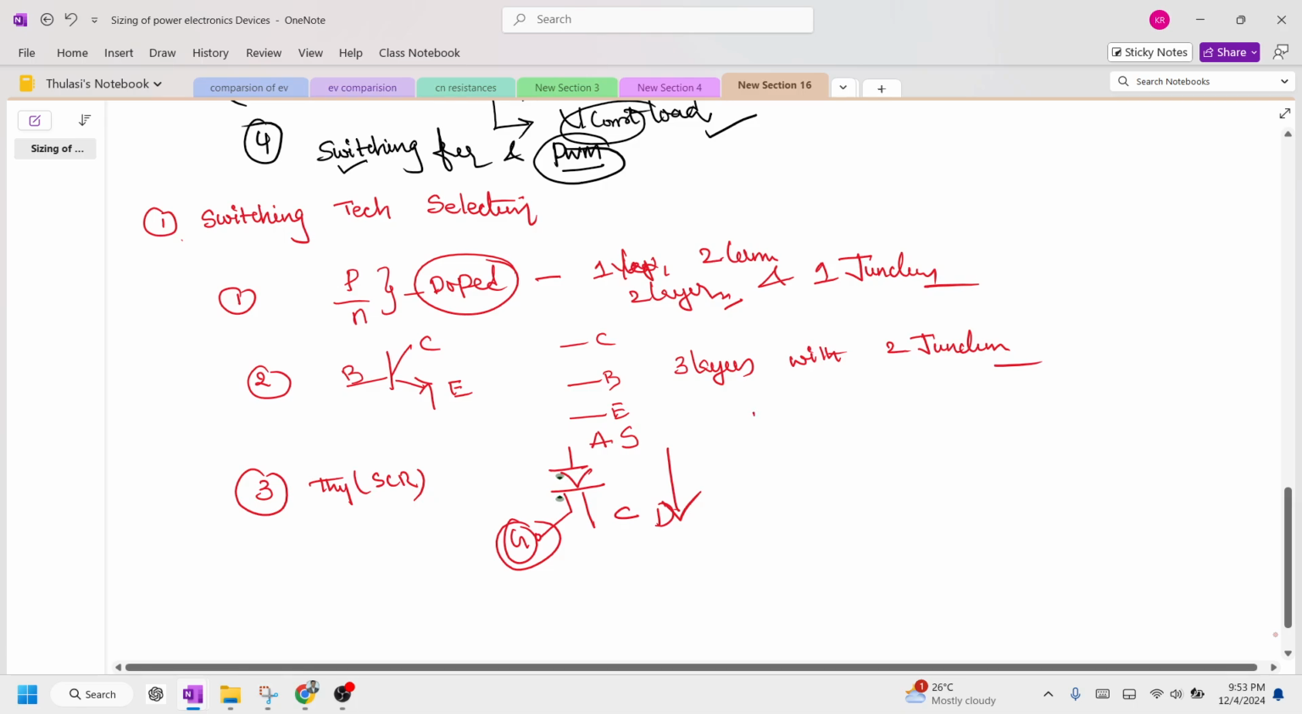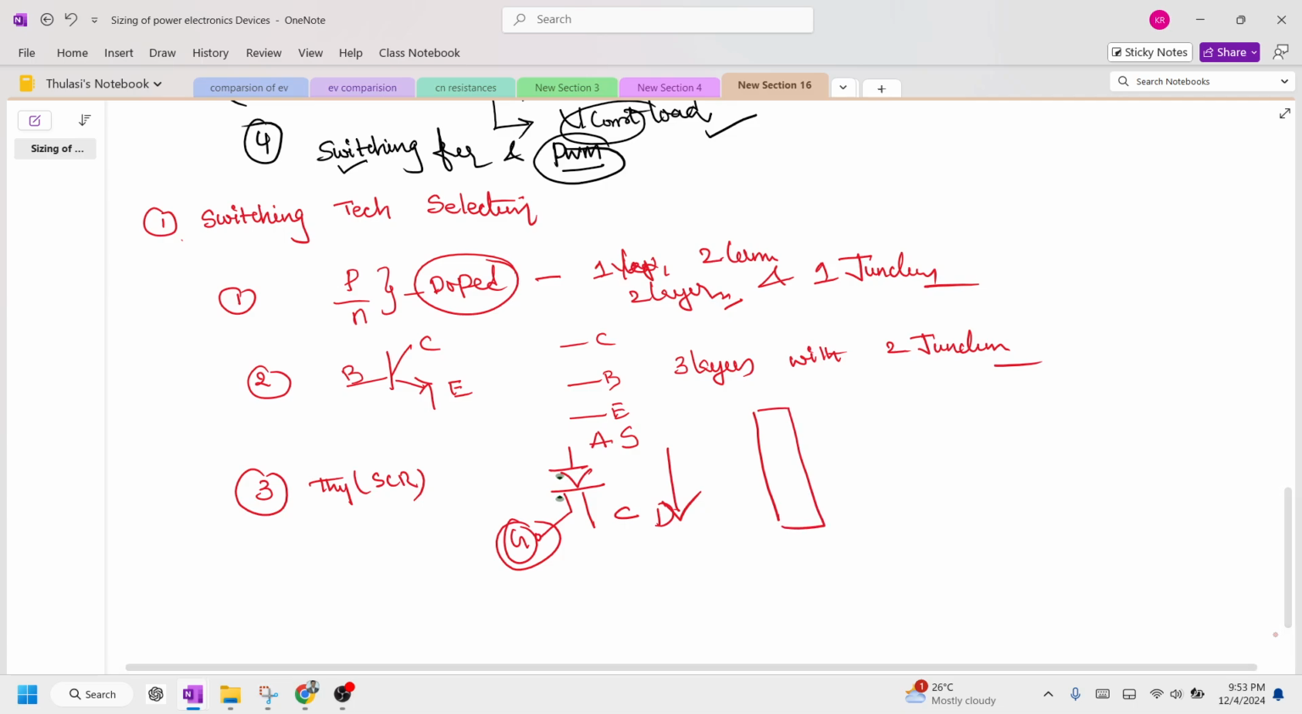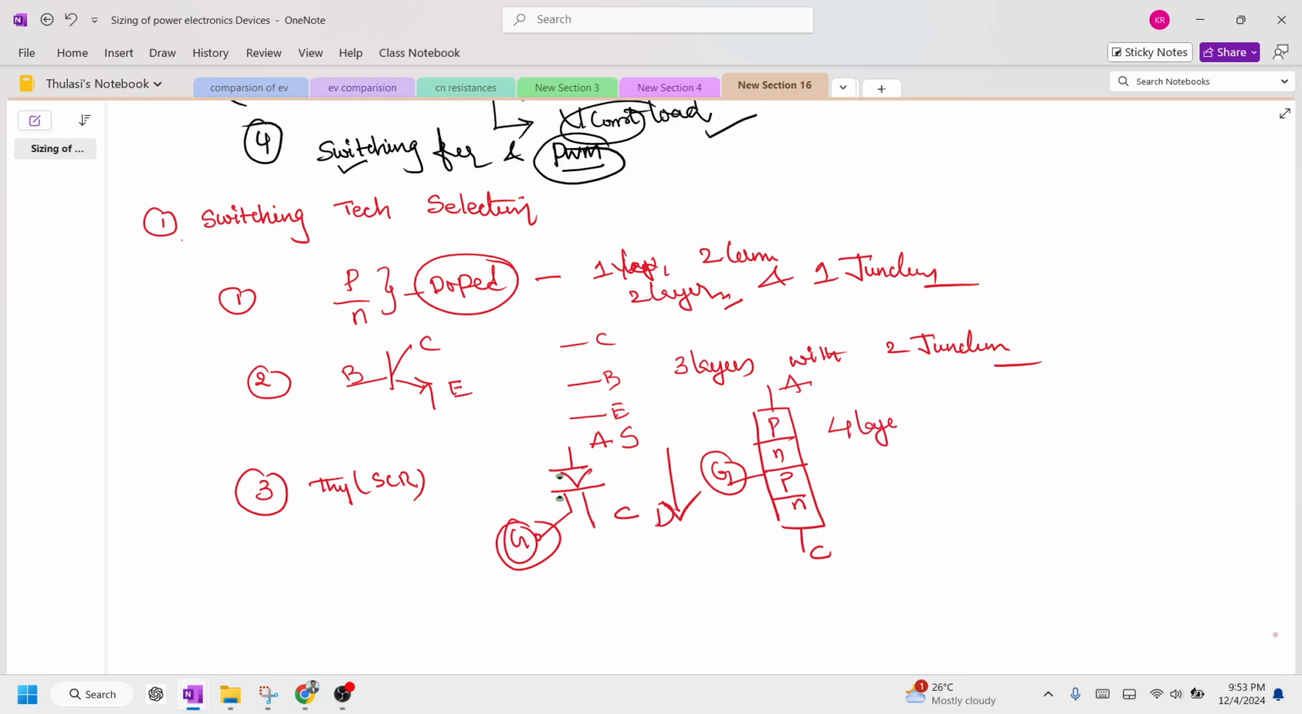So here you are going to have the configuration like this: p type material, n type material, again p type and n type. You are going to have the anode here and the cathode here, and it is regulated with a controlling component which is called the gate. So here how many layers are there? Four layers and three junctions in the case of a thyristor.